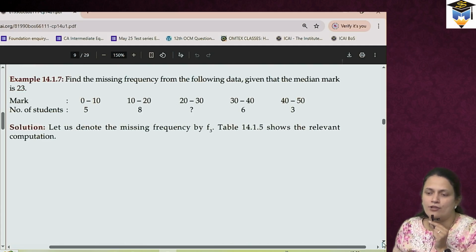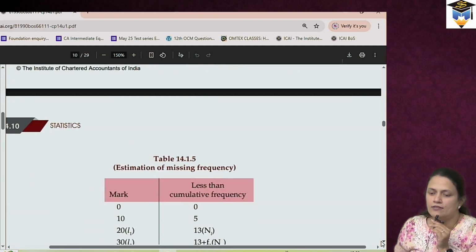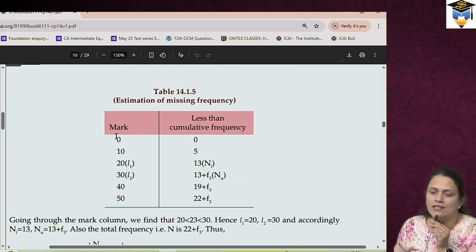Find the missing frequency from the following data, given that the median mark is 23. So the median is given to us as 23. F3 we don't know; we have to find out F3. Marks are taken as 0, 10, 20, 30, 40 and 50. Even number of observations. L1 is 20, L2 is 30. Less than cumulative frequency: 0, 5, 13 is NL, because this is L1. This is NU because this is L2. Then 13 plus F3, 19 plus F3 and 22 plus F3.